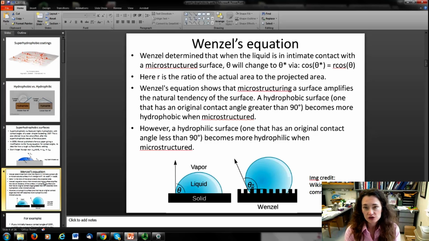So if you have a hydrophobic surface, one that has an original contact angle greater than 90 degrees, it's going to become more hydrophobic when it's microstructured. However, if you have a hydrophilic surface, one that has an original contact angle less than 90 degrees, it's going to become more hydrophilic when it's microstructured.